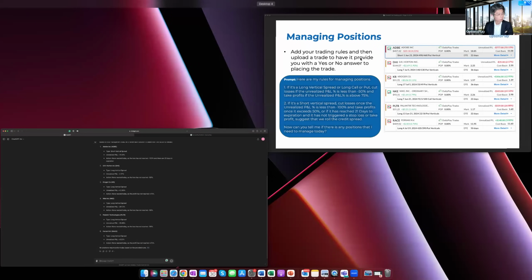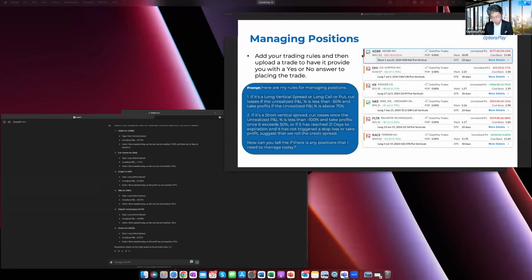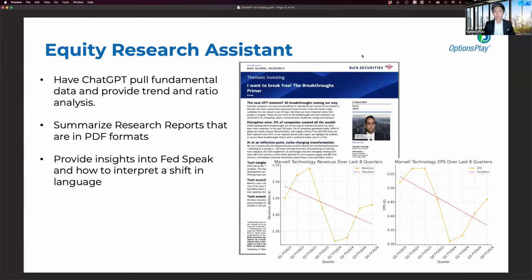Perfect. Okay, and the last part that I want to talk about is research. And this is really where there are a lot of different ways that you can think about using ChatGPT as your research assistant. There are a few different ways you can have ChatGPT pull fundamental data and provide trend and ratio analysis. This is the part where ChatGPT-4o has made huge improvements in terms of its ability to pull financial data and help you do some of the basic trend analysis of revenue and EPS. As you can see, here's a chart that I had ChatGPT build for me in terms of Marvell Technology and what the overall trend for revenue and EPS was over the past 8 quarters.